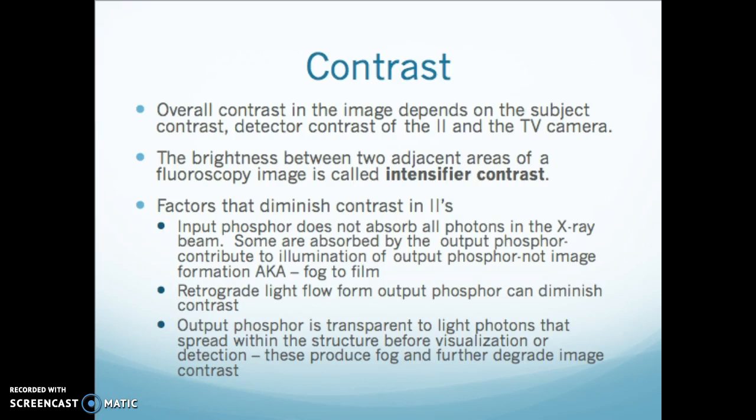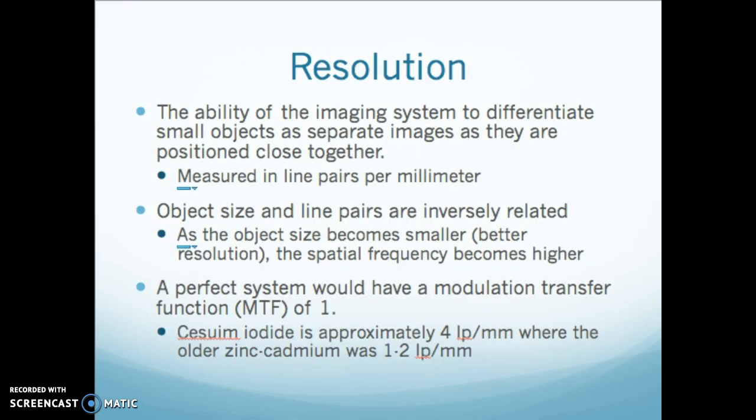Retrograde light flow from the output phosphor can diminish contrast. So the output phosphor is transparent to light photons that spread within the structure before visualization or detection. These produce fog and further degrade the image contrast.